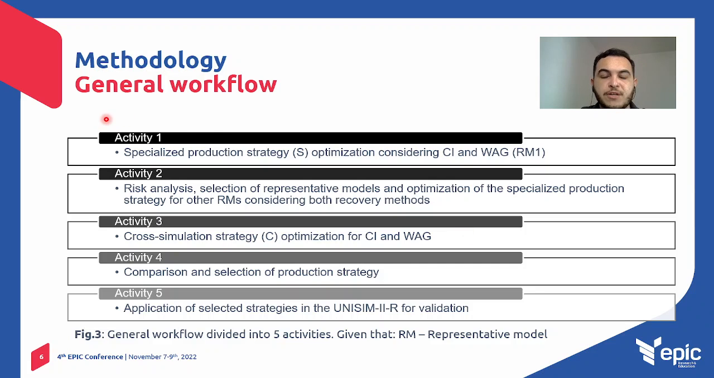Here I have the general workflow of my project, which has 5 activities. Activity 1 represents the specialized production strategy optimization, considering continuous injection and WAG for the representative model 1. Activity 2 represents the risk analysis, selection of representative models, and optimization of the specialized production strategy for other representative models, considering both recovery methods. Activity 3 represents the cross-simulation strategy optimization for both recovery methods. Activity 4 represents the comparison and selection of production strategy. And activity 5 is the application of the selected strategy in the UNISIM-II-R for validation.